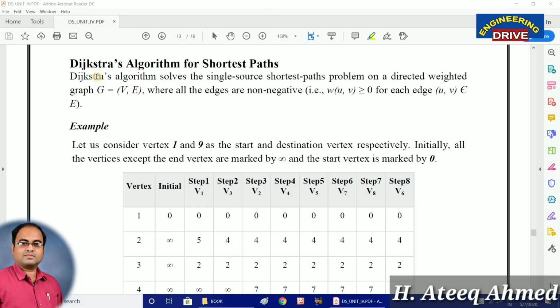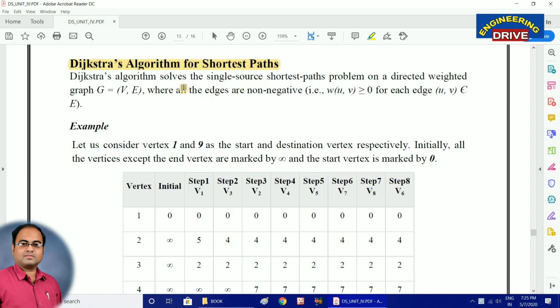Today I am going to discuss Dijkstra's algorithm for shortest paths. By observing the heading itself, you might have got an idea of what this algorithm will do. What is the purpose of using this algorithm?